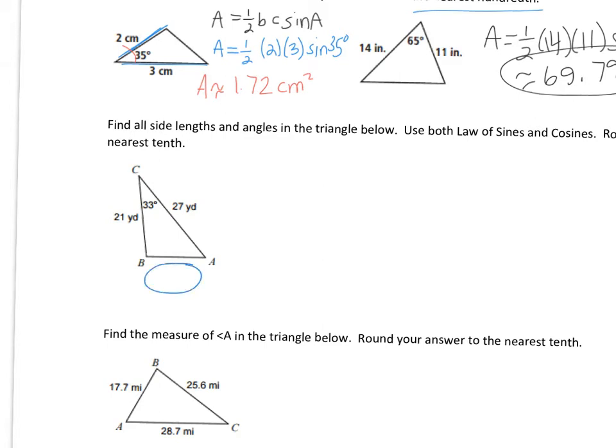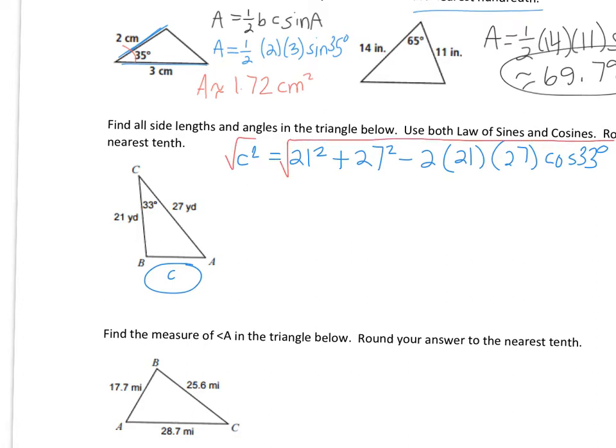So this is lowercase c, so c squared equals 21 squared, that's A, plus 27 squared, that's B, minus 2 times 21 times 27 times the cosine of 33 degrees. So I use the law of cosines formula. I'm going to put this all in my calculator, and I can do it all at one time because I'm going to take the square root.